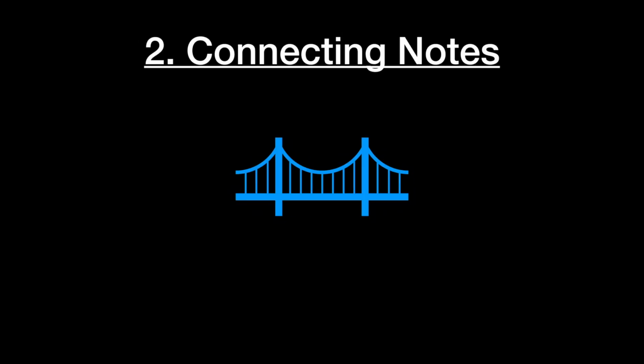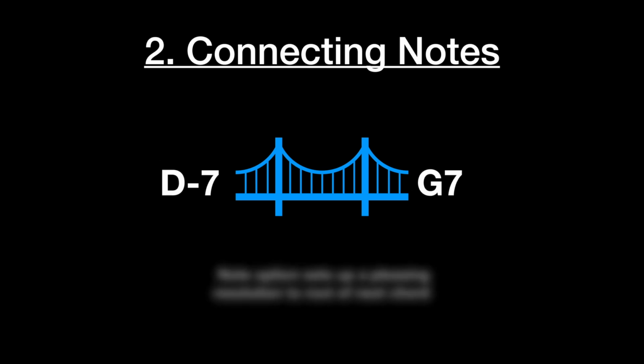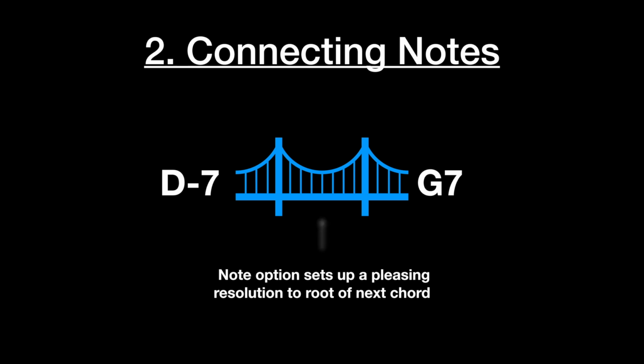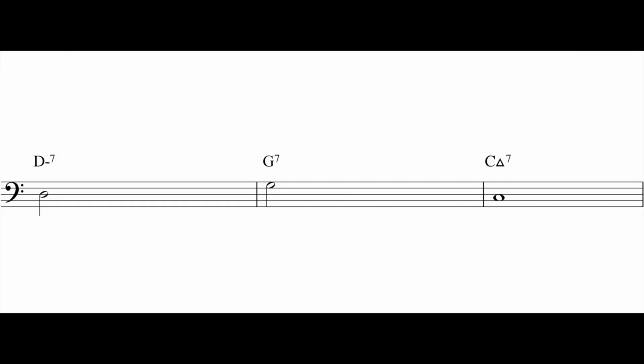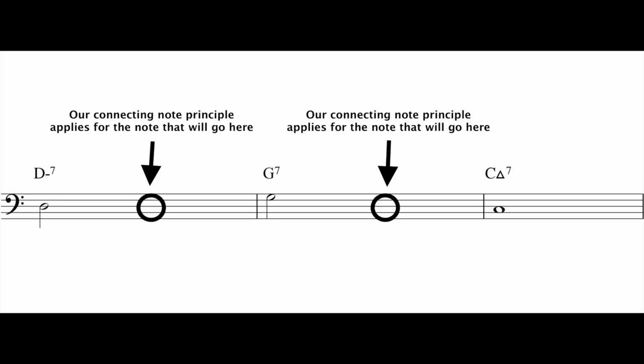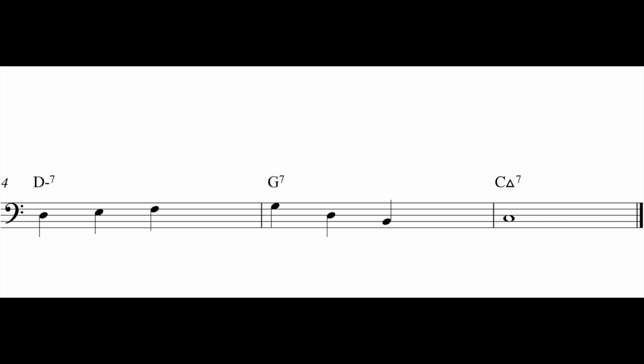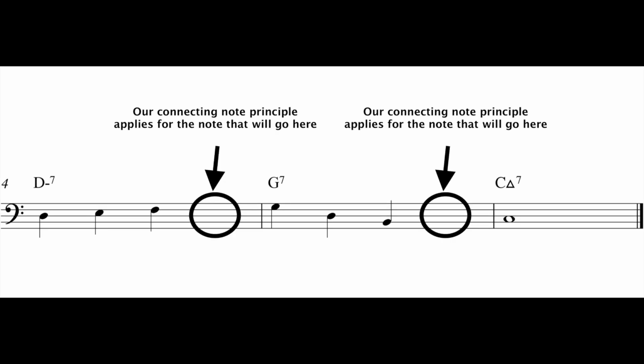You could think of connecting notes as a sort of bridge, something that safely gets us from one chord to another. And in the case of our walking bass line, it's something that sets up a resolution to a root. If we're playing a half note based 2 feel, that would mean the half note that you play for beats 3 and 4. If we're playing a quarter note bass line where we play 4 quarter notes in a measure, that would mean the 4th quarter note, beat 4.